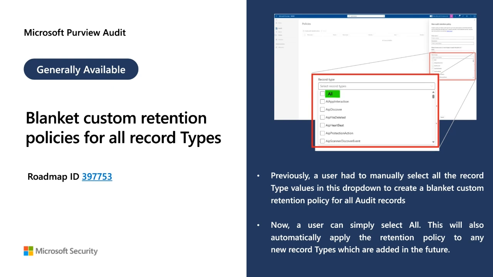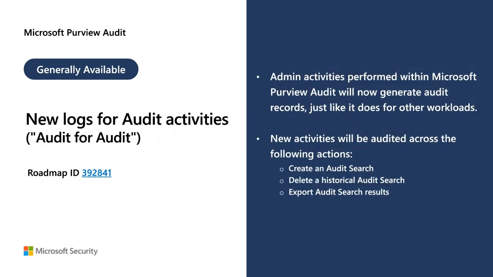Up next, and this is sort of one of my pet favorites, we have new logs for audit activities, or as I like to call it, auditing for auditing. So far, we had been auditing about 75 to 80 workloads across Microsoft, but we weren't auditing audit itself, which meant that if somebody went to Purview Audit, submitted a search request and exported a whole bunch of logs, these activities weren't audited. So just like you monitor others, you need to monitor yourself as well.